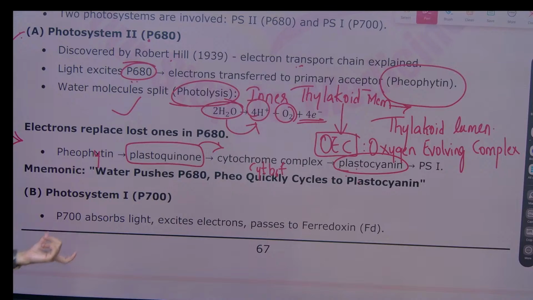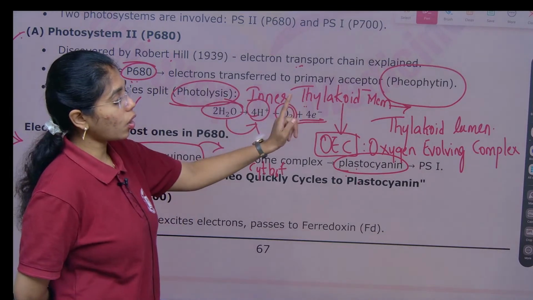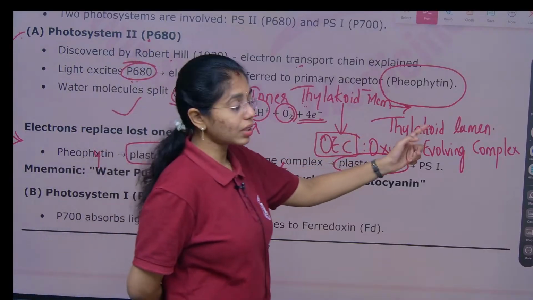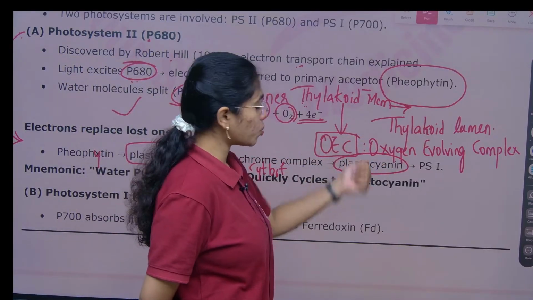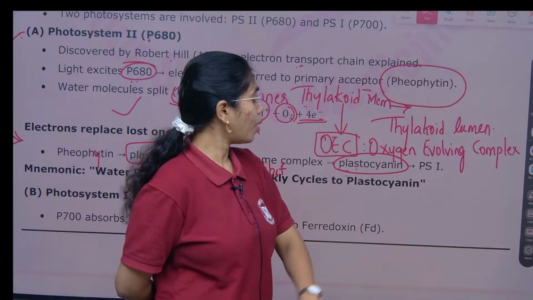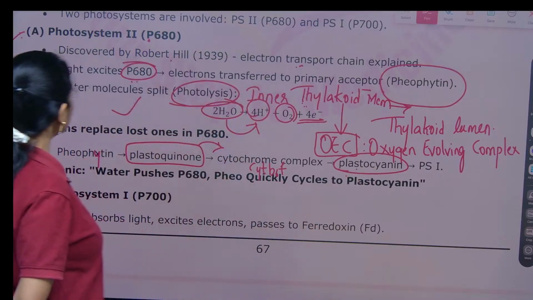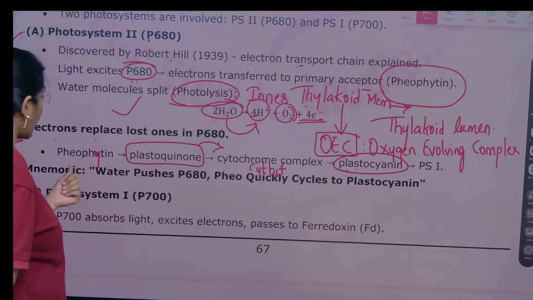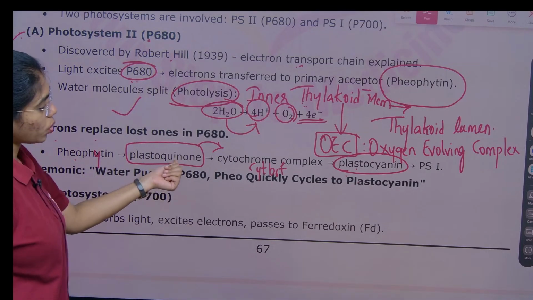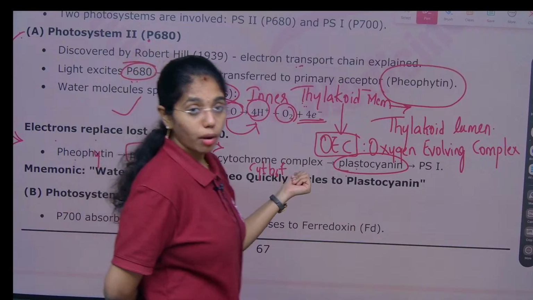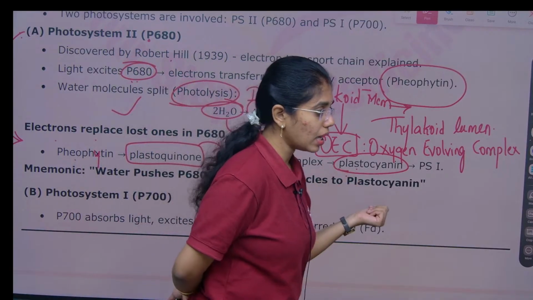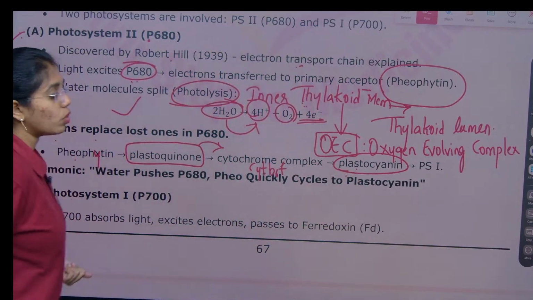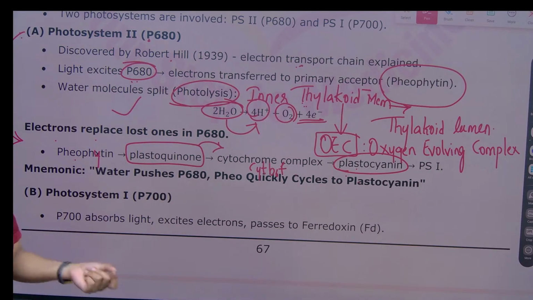Here water molecules will split where photolysis happens in the inner thylakoid membrane, attached to the thylakoid lumen. What complex is present? Oxygen evolving complex. Fine, right? And this is the flow of the electrons. Electrons replace the lost ones in P680, then pheophytin, then plastoquinone, cytochrome B6F complex, and the last electron acceptor is plastocyanin, which thereby sends the electrons to photosystem 1.